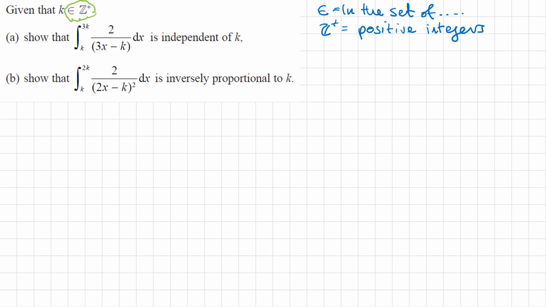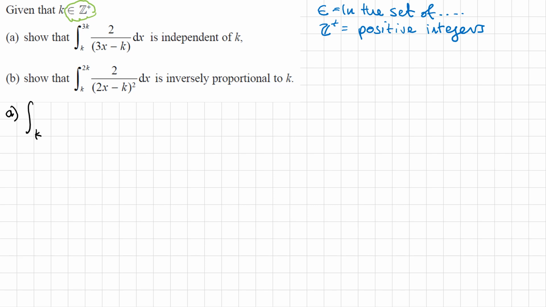Now the Z symbol, Zahlen, just means integers, and when it's got a little plus there, it means that we're only dealing with positive integers. So K is only going to be a positive integer. In part A, we want to show that the integral between the limits of K and 3K of 2 over 3x minus K, integrated with respect to X, is independent of K. So let's do the integration and see what happens.